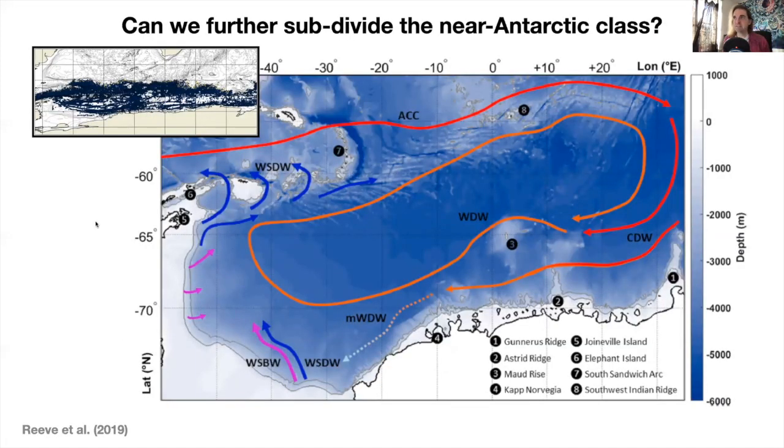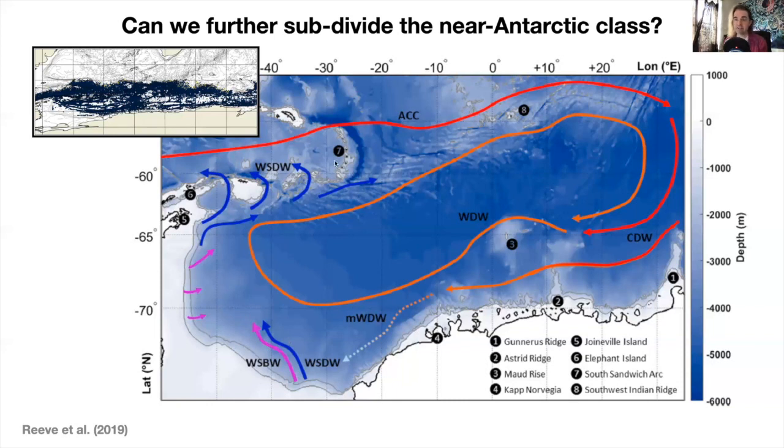Back to our research question, can we further subdivide the near Antarctic class, this one here? And I just wanted to give a quick reminder. Here's the circulation context that we're working with here. There's the Antarctic Circumpolar Current flowing from west to east. We've got intrusion of circumpolar deep water on the eastern edge of the gyre. The central gyre here, that's got Weddell Deep Water circulation. And then we have kind of near coastal waters, near coastal circulation that's affected by both ventilation and under ice shelf processes.